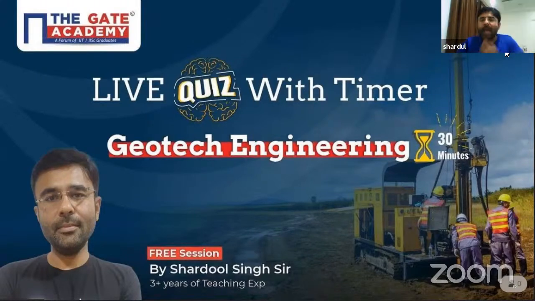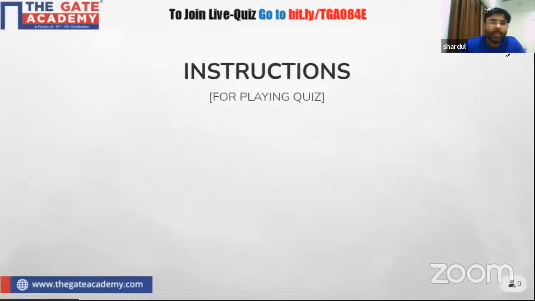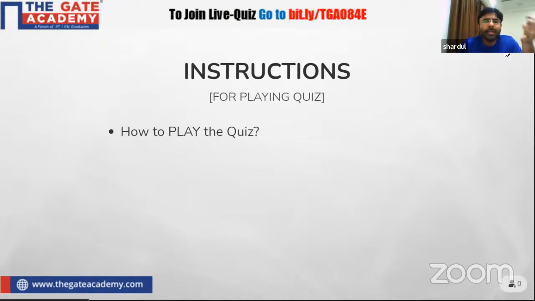So let us start, and before starting the quiz, let us see some instructions which you have to follow while attempting the quiz session. The very first instruction is, it's not an instruction, it's just the way how you will have to play the quiz. There are two options by which you can play this quiz. The first option is you'll need two gadgets, either one laptop and one mobile, or two laptops. In one of the devices, you'll be seeing the video on YouTube, and in the second device, you'll be attempting the quiz. And if you do not have two devices, you can play this quiz by a single device also.